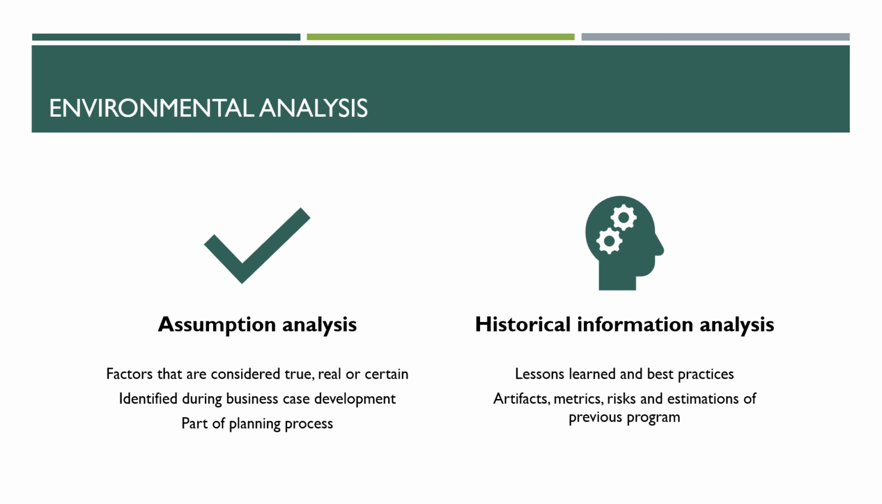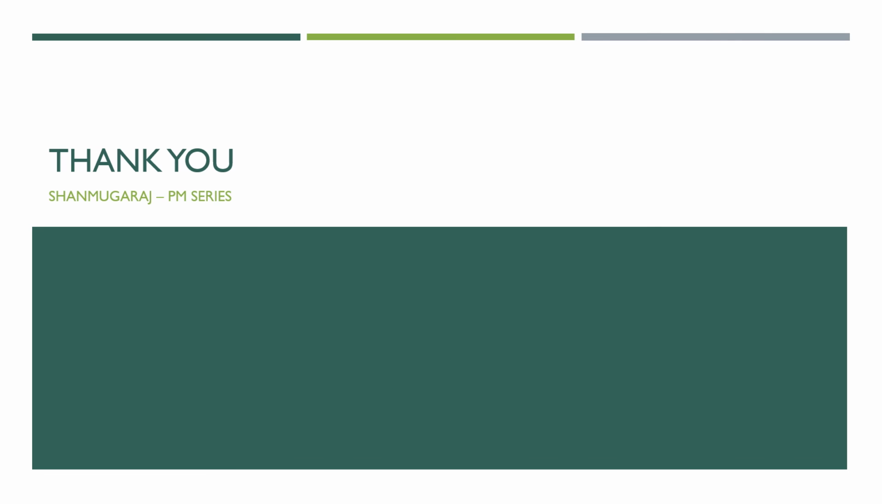Historical information analysis helps you identify similar programs and projects, lessons learned, and best practices from similar executions. The artifacts, metrics, risks, and estimations of previous programs will help you analyze and make the right set of choices for the program. So with that, we have come to the conclusion of today's video. Hope you got a fair idea about the environmental factors that influence program selection.